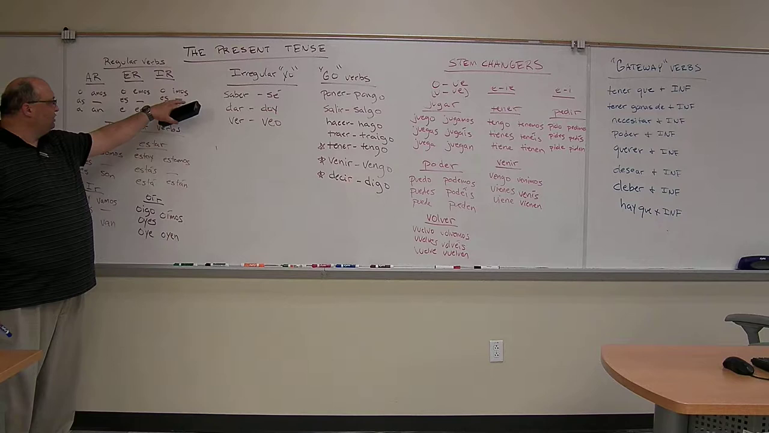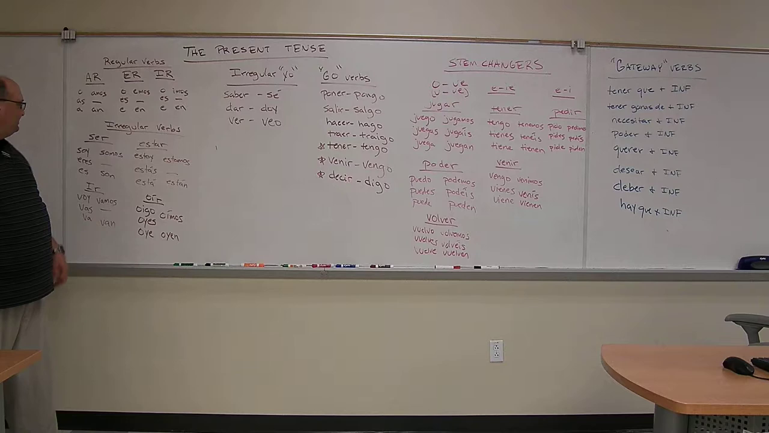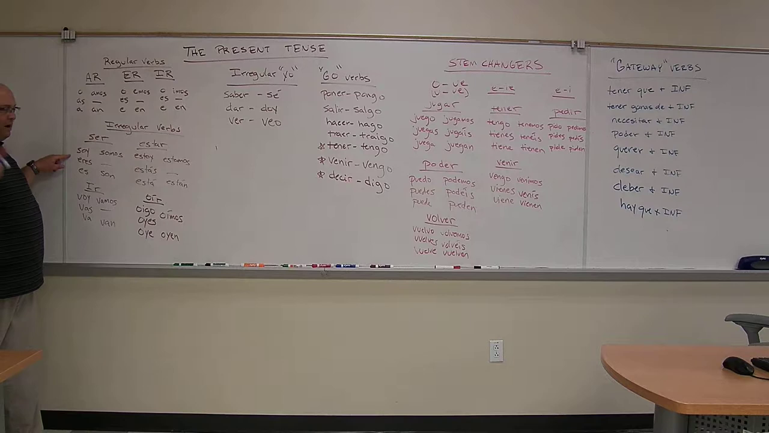Okay? Now, we also learn in Lección 1, the very first verb that we learned was actually an irregular verb. It was ser. And we don't really worry about how ser is irregular. We just memorize that it means to be. Okay, it means to be. I am.